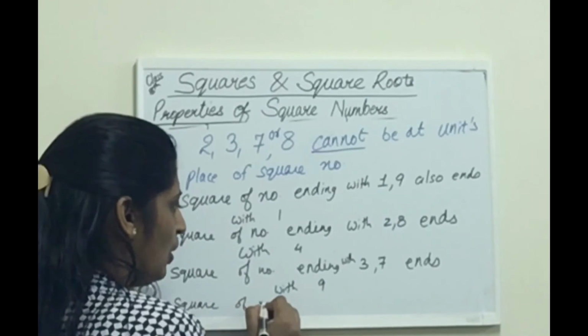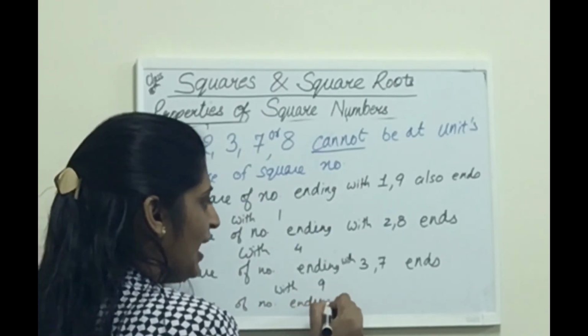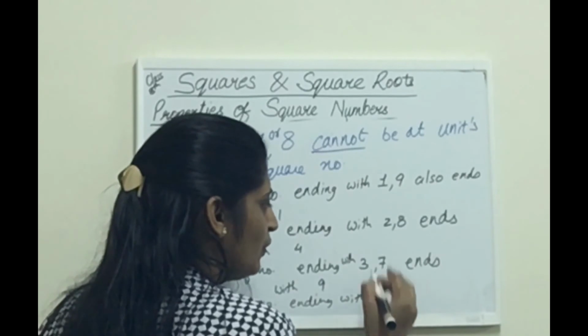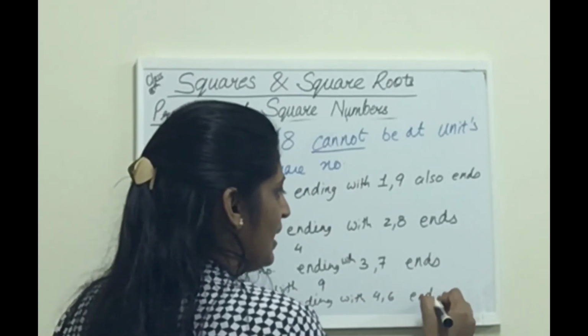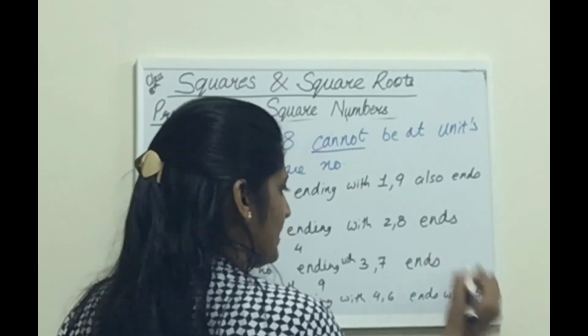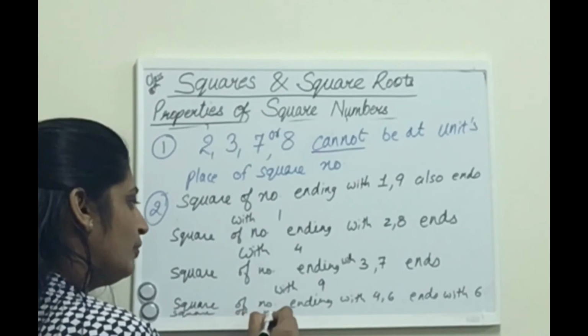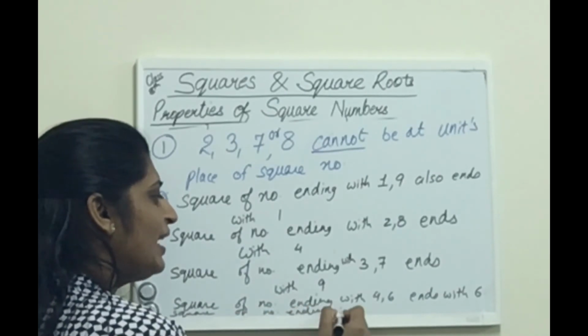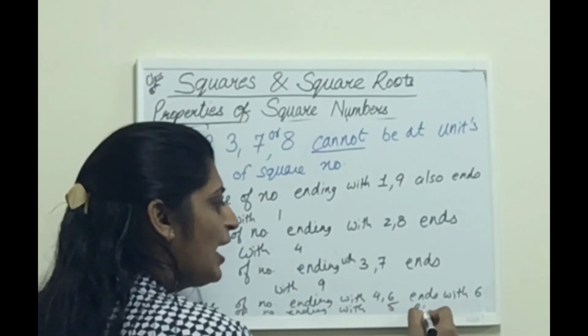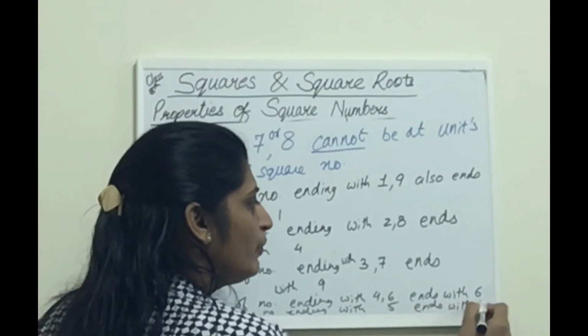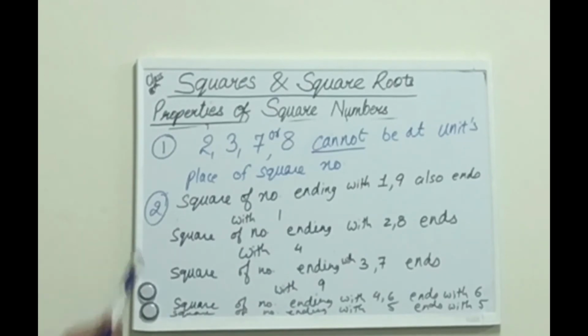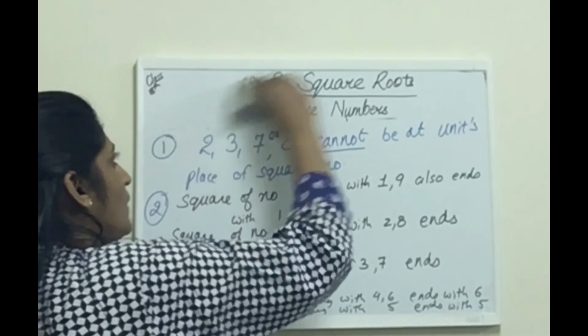The square of a number ending with 4 or 6 ends with 6. The square of a number ending with 5 ends with 5. If you want, take a pen and note down in your notebooks. For me, I need more space. Okay.